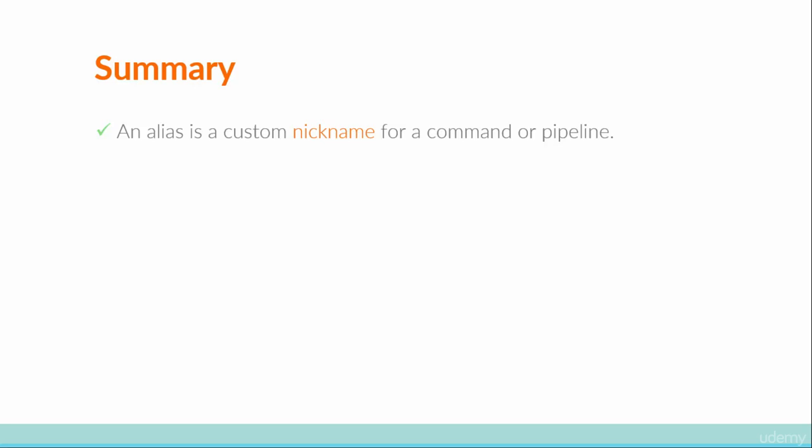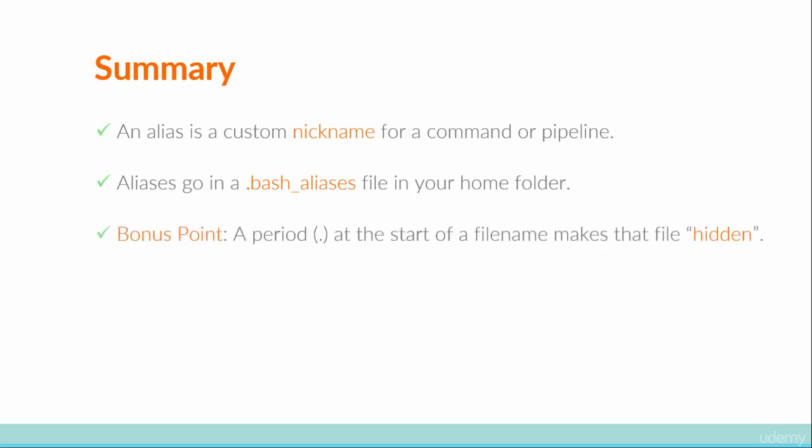So in this video, first of all, you learned that an alias is basically just an easy to remember nickname for a command or a series of commands joined together in a pipeline. Now, to create an alias, you need to first have a file called .bash_aliases, all in lowercase, in your home folder. That's the file that you actually put your aliases in, and these aliases therefore will be specific to your user.